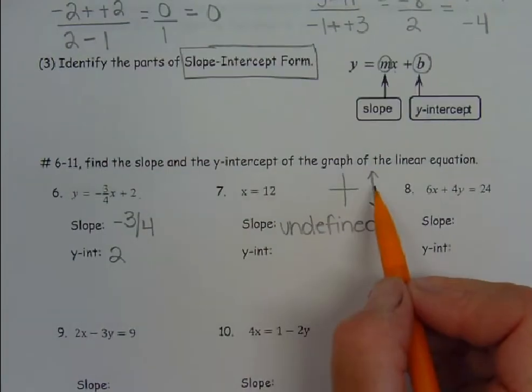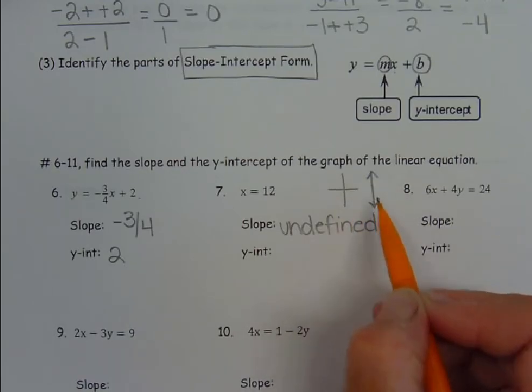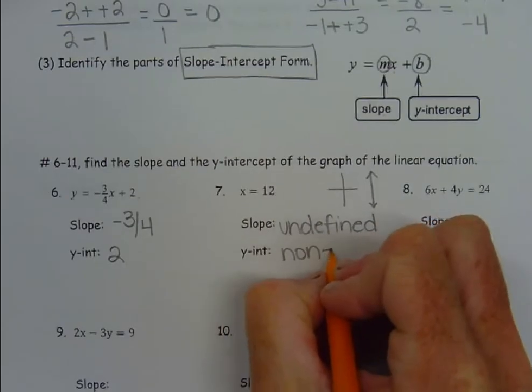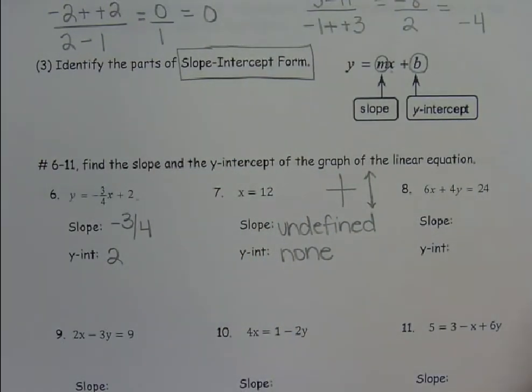If you look here, any vertical line but one will never cross your y-axis. Because my vertical line is way out here, there is no y-intercept. Let's try a different one.